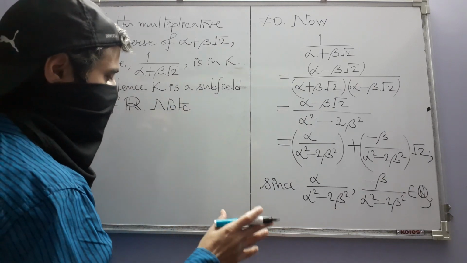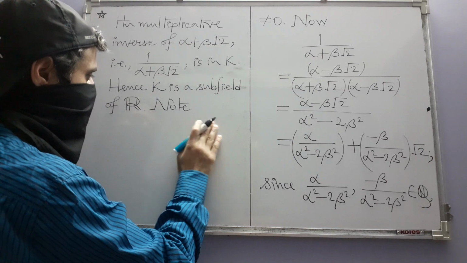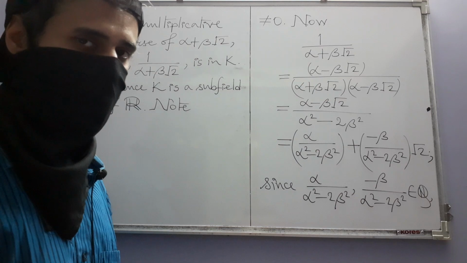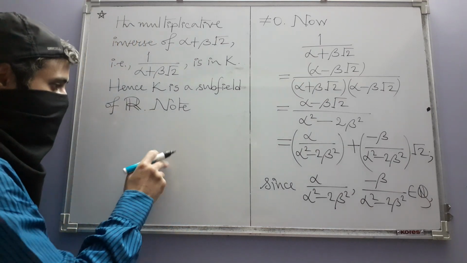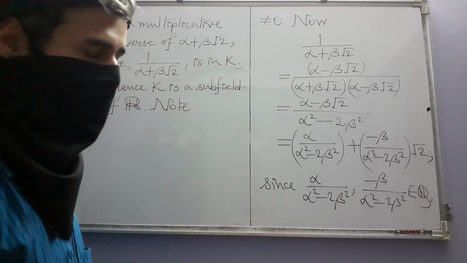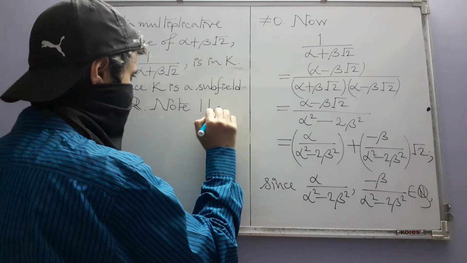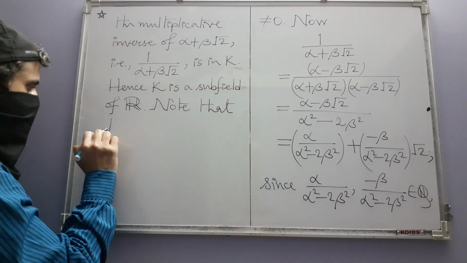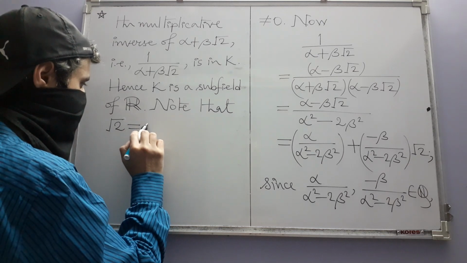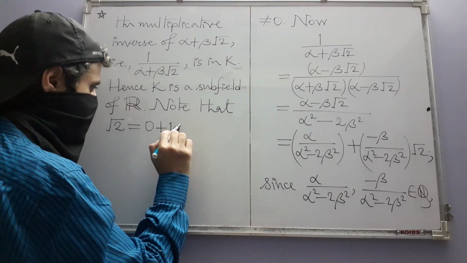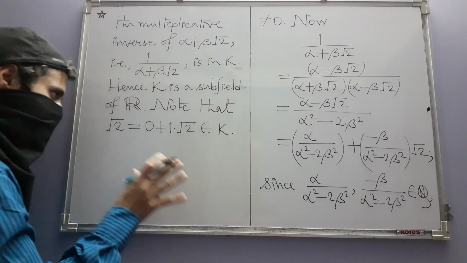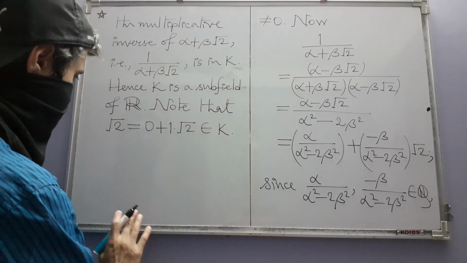But this much work is not for nothing. Before you go on to show that K is the smallest subfield satisfying some properties, you need to of course also show that K contains root 2, because that was our primary aim, right? Root 2 also belongs to K because root 2 can be written like this: 0 plus 1 times root 2. So K actually is a subfield of R that contains root 2.